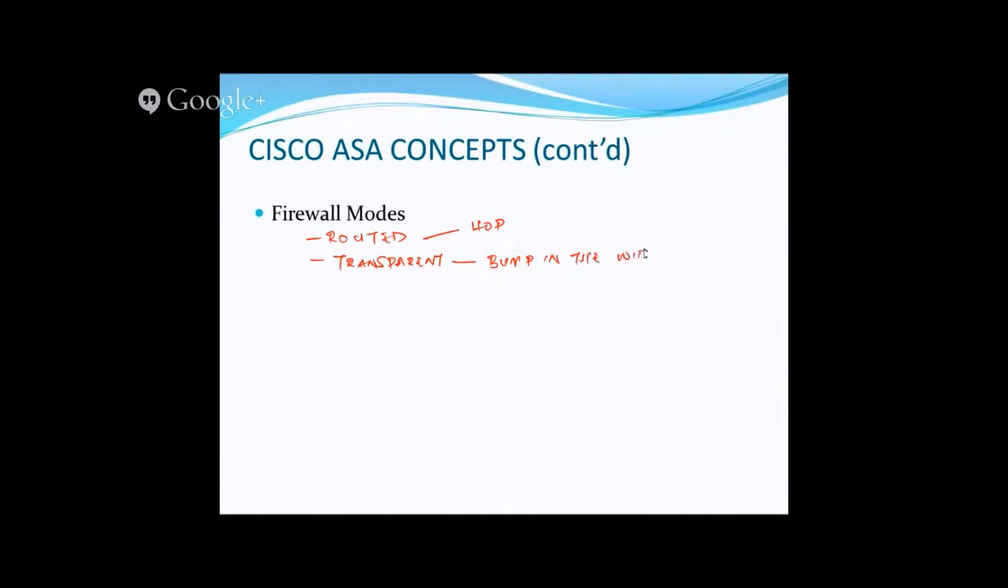You use transparent mode when you have a preset network and you can't really change the way things are, but you need a firewall to be placed in it. So for example, you have something like this, a LAN or something, and you just want to place your firewall in between here. I need to learn how to draw the firewall. Okay, so that's it with firewall modes.